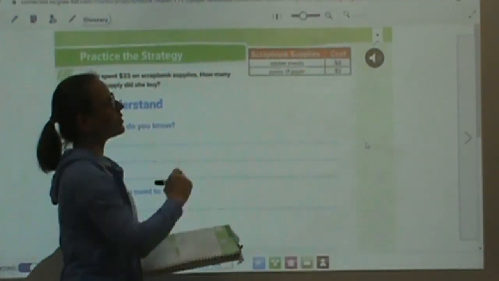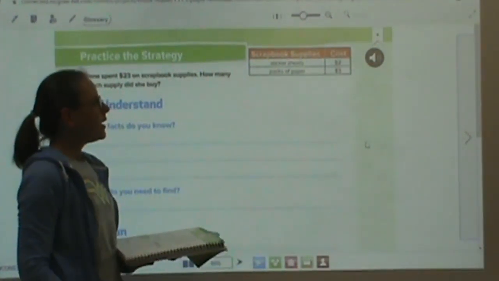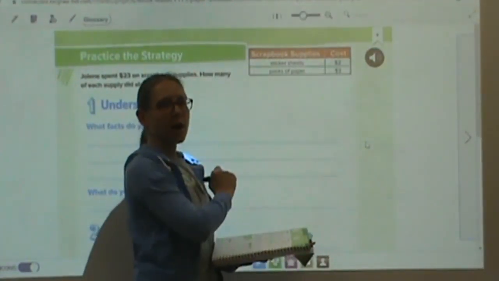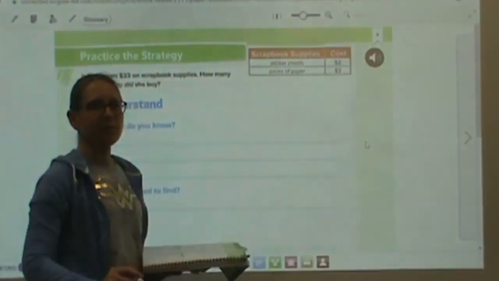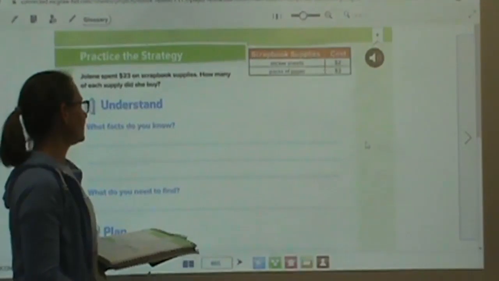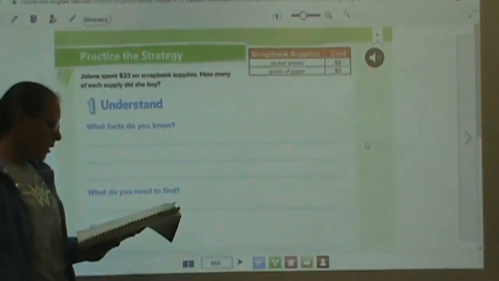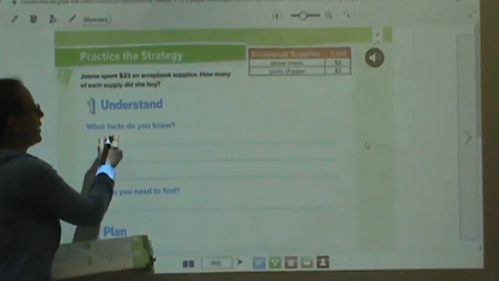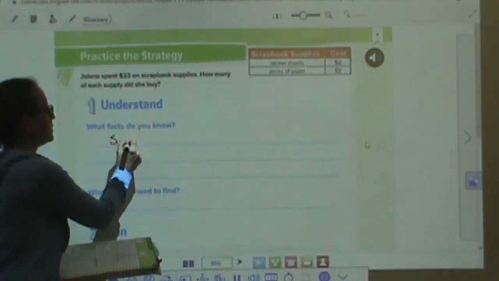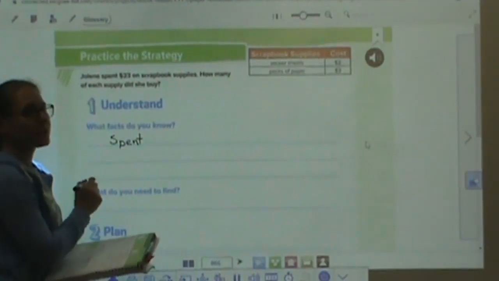You can see that they have a little chart up here with supplies. They have sticker sheets that are $2 each, and they have packs of paper that are $3 each. So to understand the problem, we're going to write the facts that we know. First of all, we know that she spent $23.